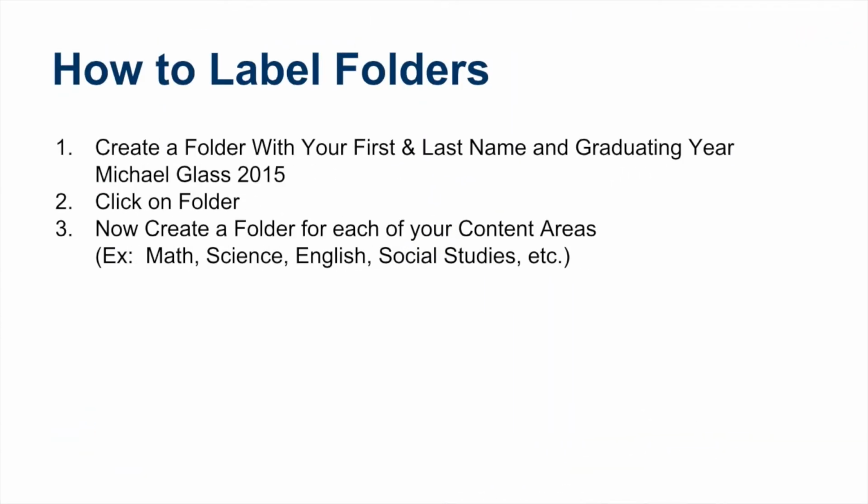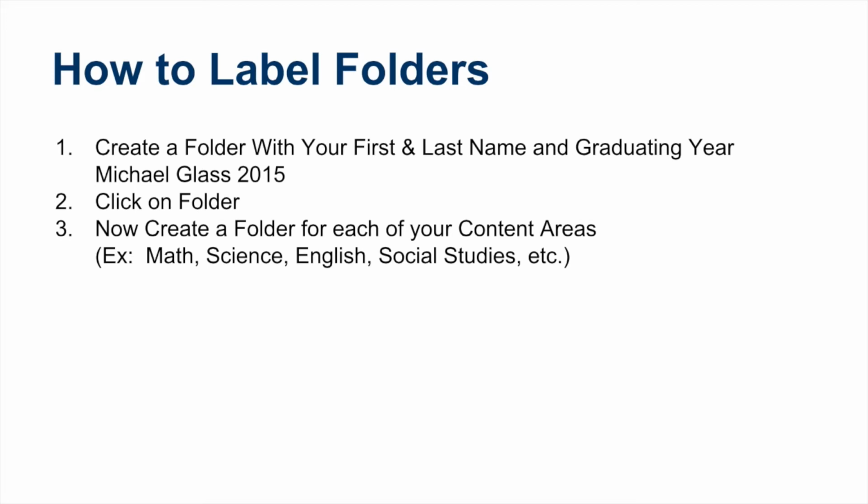So now that we're logged in, we're ready to create our digital portfolio. To do that, we're going to create some folders. First thing we have to do is label our folders. We're going to create a folder and label it with our first and last name and our graduating year. Don't worry about the year. Don't worry about if it changes. It's easy to change the name at a later date.